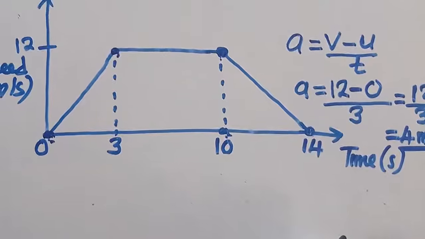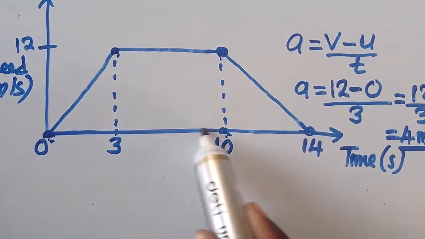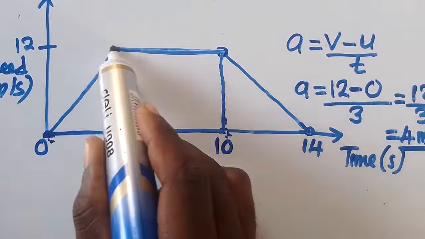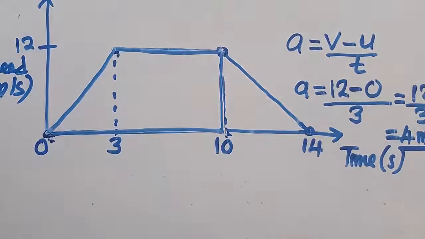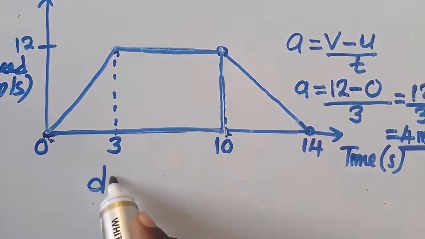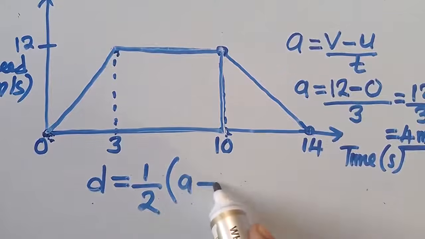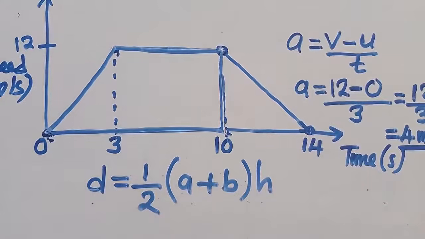In the first 10 seconds, what I need to do is this. I start from here. In the first 10 seconds, it is here. Have you seen the shape that we are forming here? That is a trapezium. If that is a trapezium, we know that distance is equal to half, and this is the formula for trapezium: A plus B cross H. This is the formula that we are going to use.